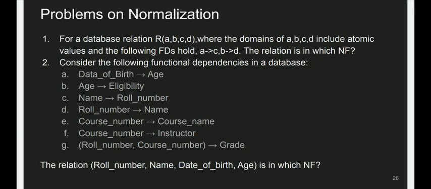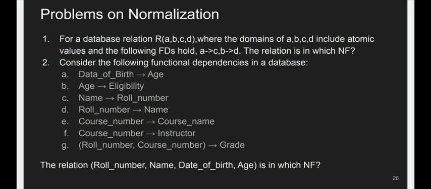So first of all, for determining normal form, we have to find out the keys. Here what will be the key? A can determine C, B can determine D. So A and B together will act as a key. So now we will go on to the normal form definitions. They are saying that the attributes are atomic values, so obviously it will be in first normal form.